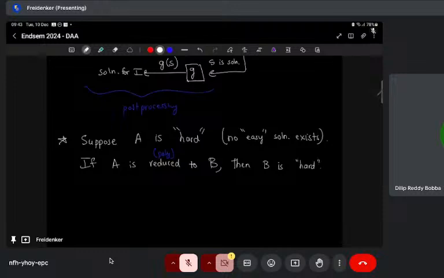So why is this the case? Because if B is easy, it means I can reduce A to B. If I can reduce A to B, and I say B is easy, B is easy means I can solve it in polynomial time, right? Using a deterministic Turing machine. If B is easy, and there exists a reduction that can be done in polynomial time, that would also make A easy. Then A will become easy.